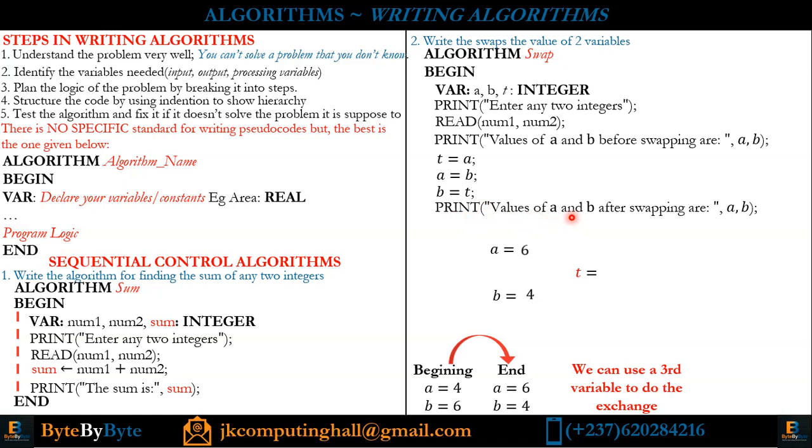Print values of A and B after swapping are A, comma B. So this is the logic that is behind the swapping, as you saw in the sketch that was being done here. And that is the end of the swapping. But now that was just approach number one.